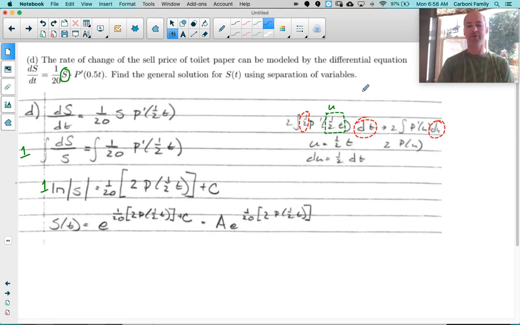And then the antiderivative of p prime would be p. Now, we do not have a definite integral this time, so I'm not going to be able to convert limits of integration. So 2p of u is the same thing as 2p of 1/2 t, which is the antiderivative over here. The 1/2, I just let it come along for the ride. And so there was my second point. And then the last point, this is only a 4-pointer. The last point was getting an expression involving s and p of t.